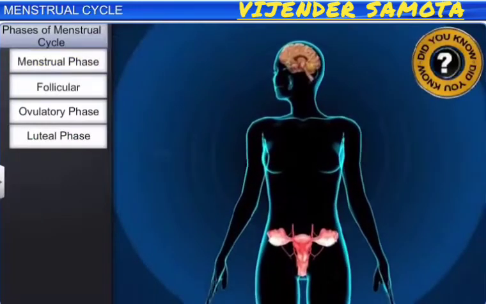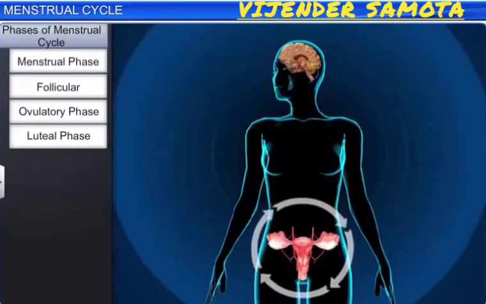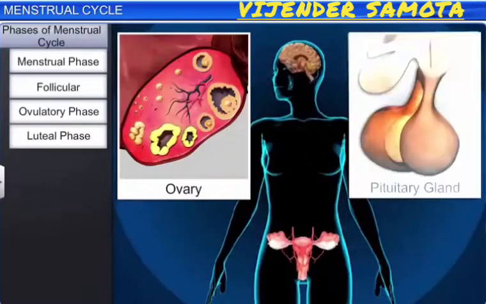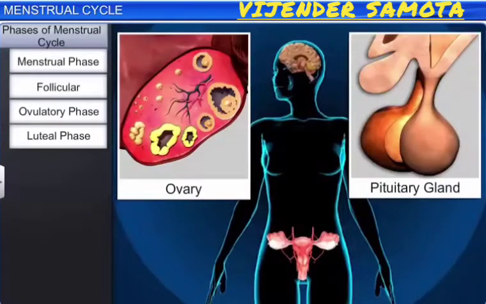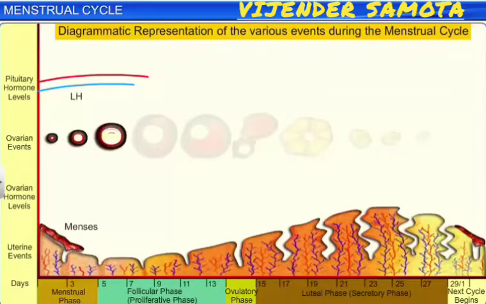Did you know that the phases of the menstrual cycle are controlled by the interplay of different hormones secreted by the ovary and the pituitary gland? At the onset of menses, the anterior pituitary gland increases the secretion of the two gonadotropic hormones, luteinizing hormone or LH and follicle stimulating hormone or FSH that stimulate the development of primary follicles.